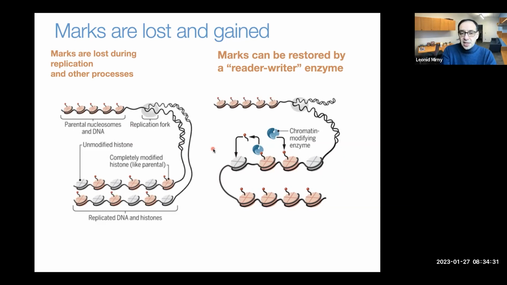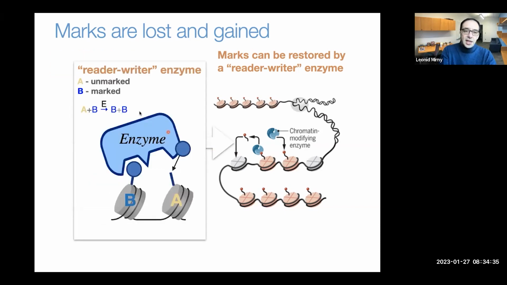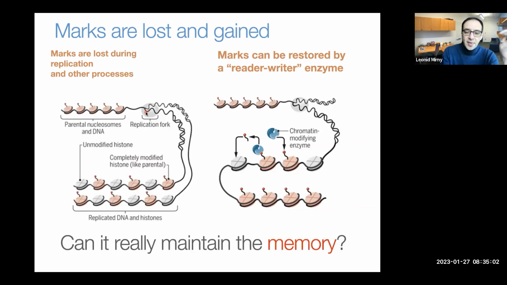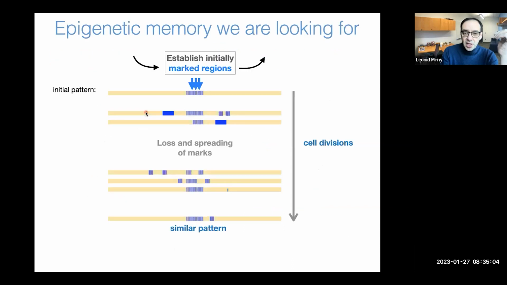But the question is, does it really work? Can it really work this way? An important component is this enzyme, which you can think of as an enzyme that catalyzes a reaction. In our language, we would have A regions and B regions, and essentially what this enzyme does is catalyze a reaction when an A monomer is next to a B monomer. This A monomer is converted into another B monomer. You can think about this as essentially a chemical reaction. And the question is, can this really maintain patterns of heterochromatic marks, in other words, this epigenetic memory?